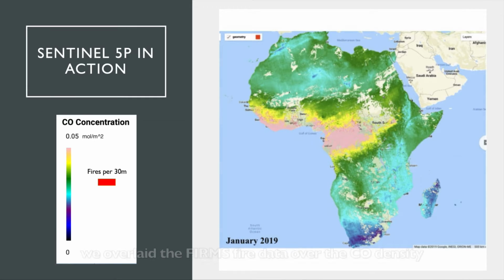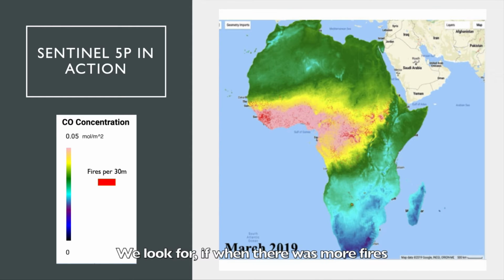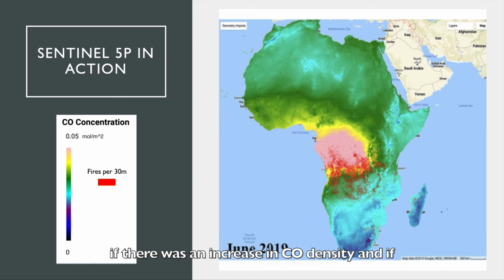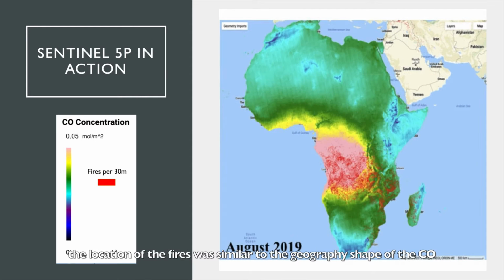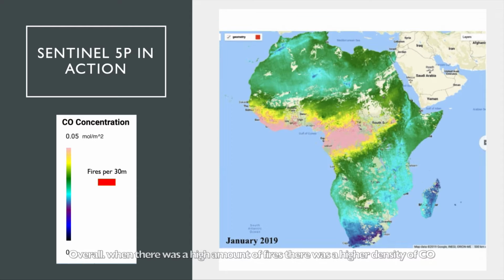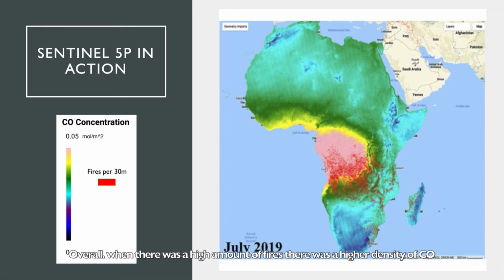For the maps of Africa, we overlaid the FIRMS fire data over the carbon monoxide density. We looked for when there were more fires, if there was an increase in carbon monoxide density, and if the location of the fires was similar to the geographic shape of carbon monoxide. Overall, when there is a high amount of fires, there is a higher density of carbon monoxide.